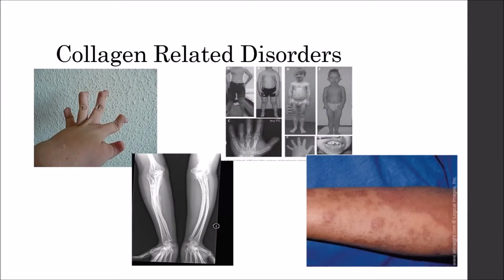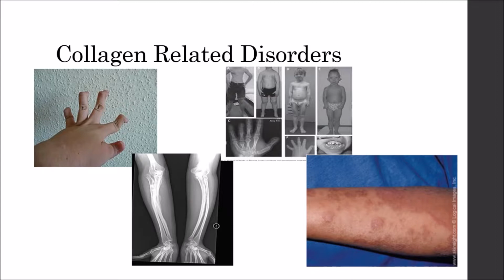Lastly, what are the collagen-related disorders? There are many types of disorders associated with collagen. These disorders typically occur as a result of improper folding of these molecules and occasionally due to particular amino acid substitution. So here are some diseases.